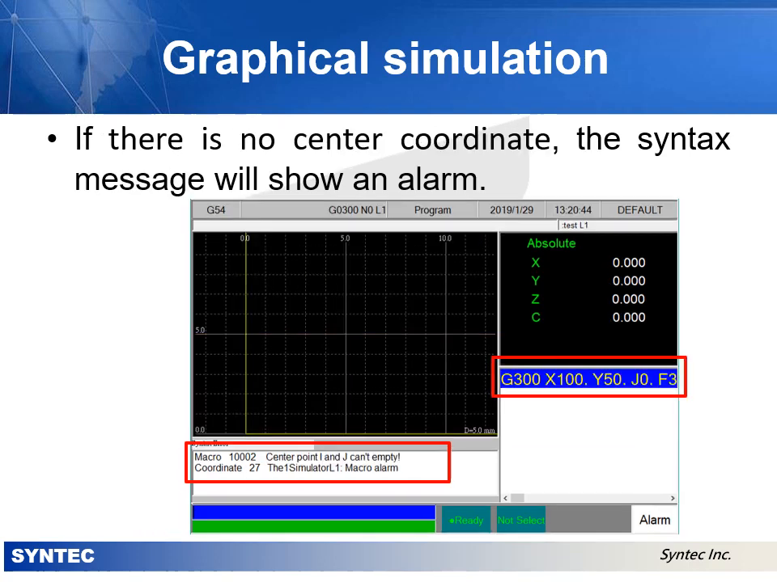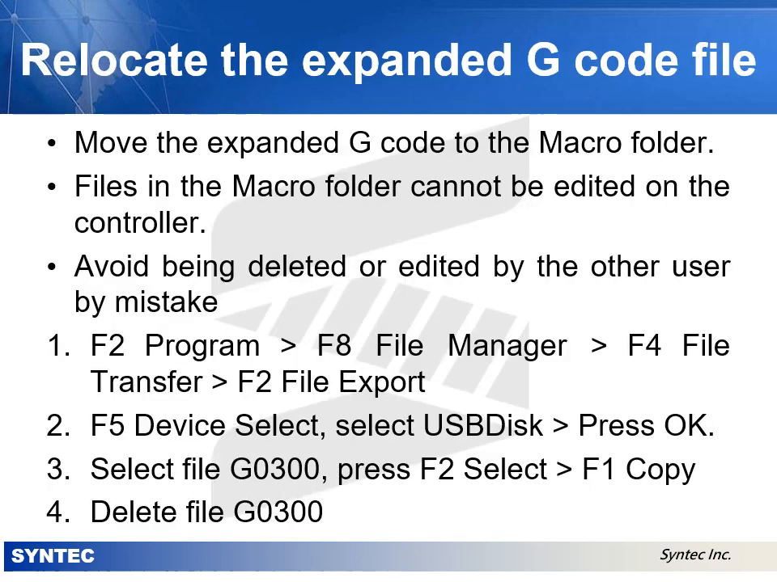Go back to the main program editing window again, and then put X100 and Y50 back. At this time, if we remove center coordinate I0, the syntax message will show an alarm, indicating that the if syntax is valid.